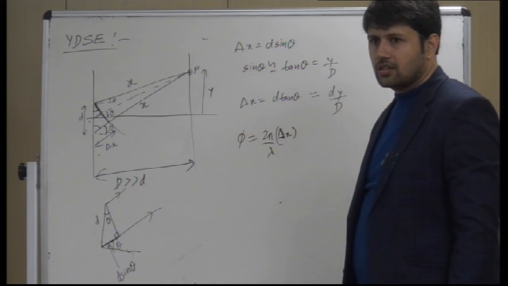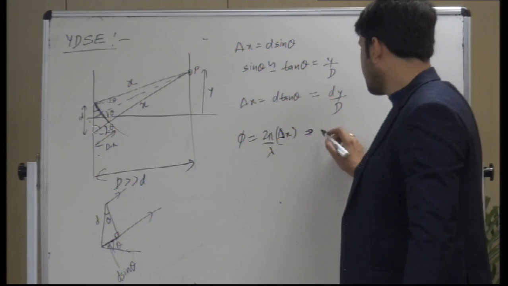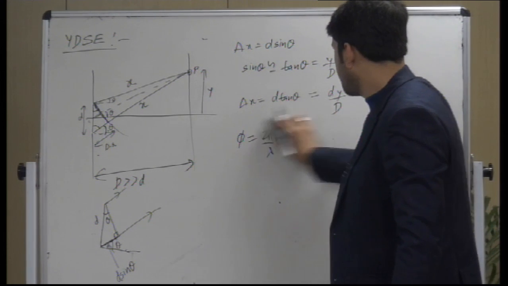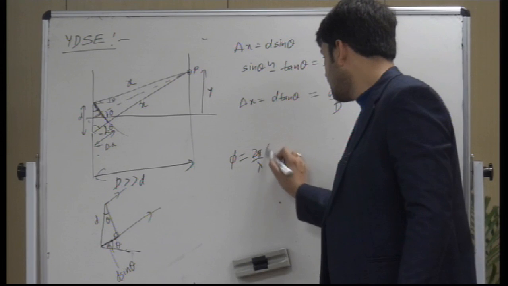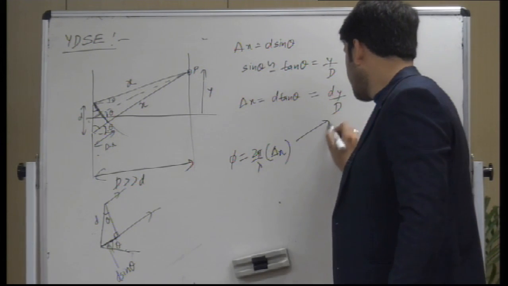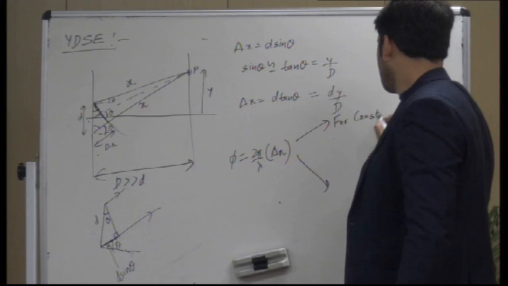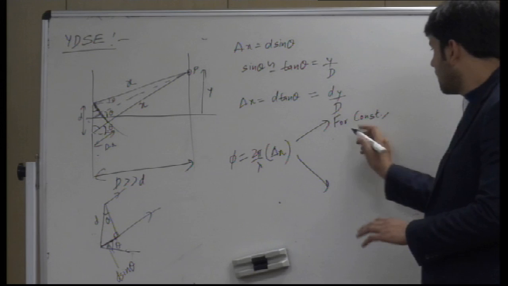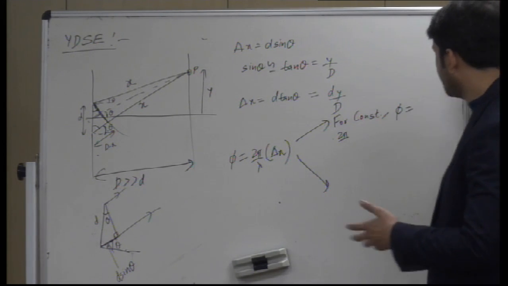Okay, so for constructive, from here, let's split it into two parts: 2 pi by lambda into delta x, here one part, here one part. For constructive, what happens? For constructive, the phase difference 2 pi by lambda into delta x should be how much?